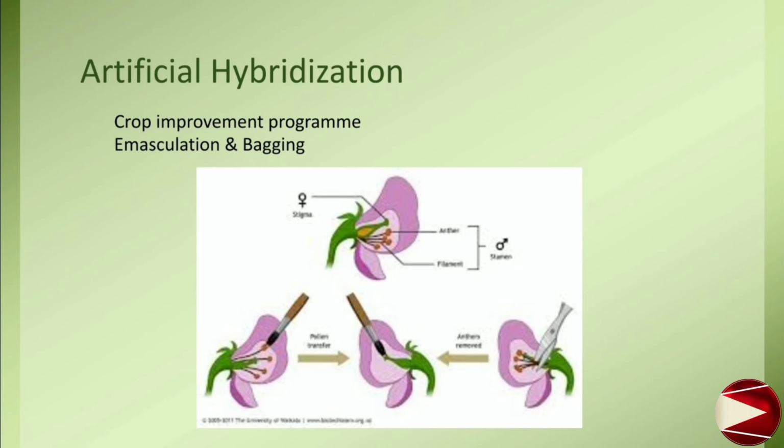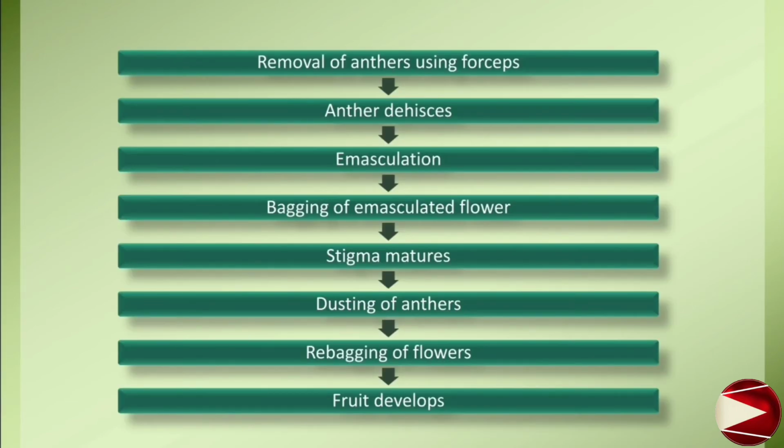For producing hybrids, artificial hybridization is one of the major approaches used by breeders in crop improvement programs. In this crossing experiment, only desired pollen is used for pollination and the stigma is kept protected from unwanted pollen. This is achieved by two techniques, emasculation and bagging. First of all, anthers are removed using forceps before they mature, before the anther dehisces. This process is called emasculation. Emasculated flowers are covered by a bag of suitable size made of butter paper to prevent contamination by unwanted pollen. This technique is called bagging.